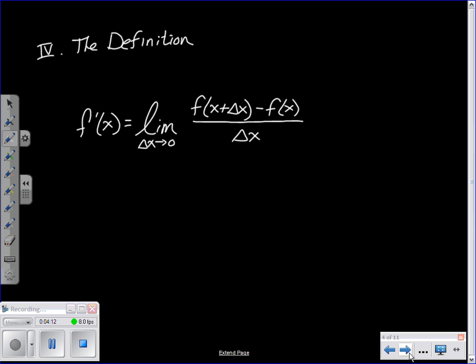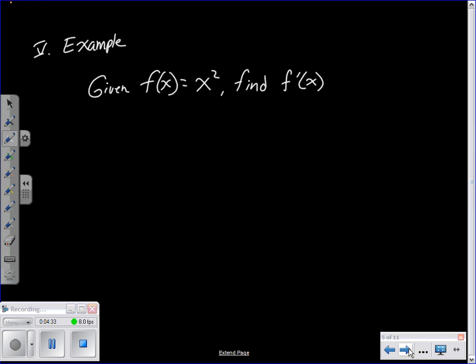And you'll notice that this looks really similar to f of b minus f of a over b minus a, where b is really just the point a plus a tiny, tiny change in x. And so if you think of it this way, this is really going to help you with the definition of a derivative. So let's look at an example. Given the function f of x equals x squared, let's find the derivative f prime of x. So what we need to do is set this up.